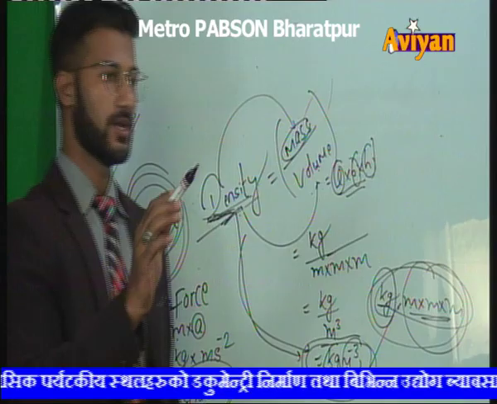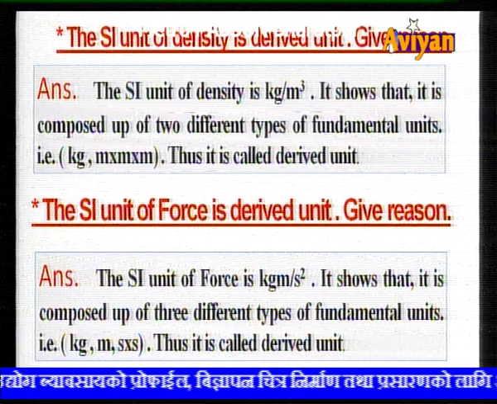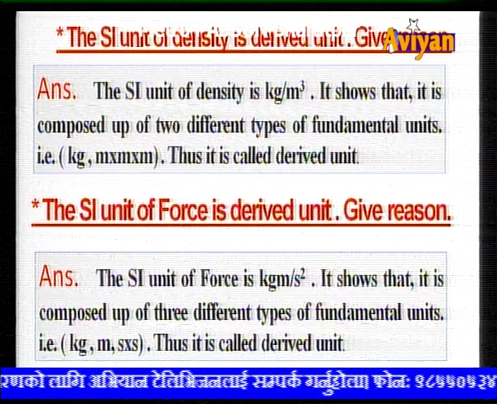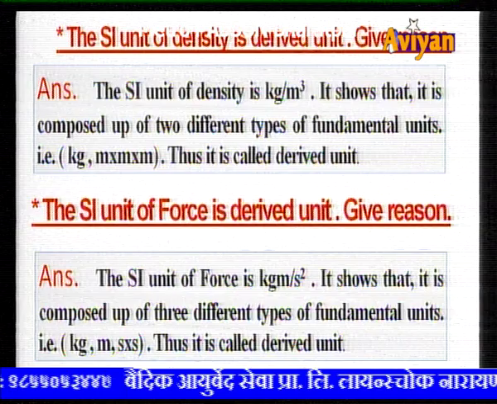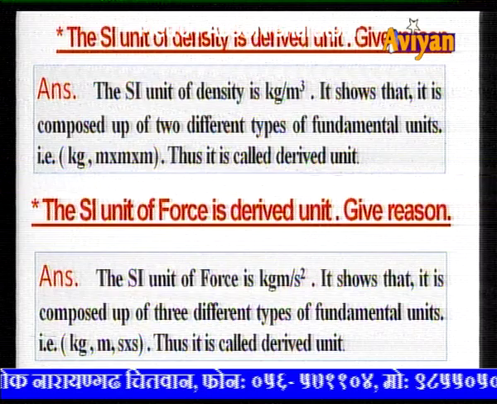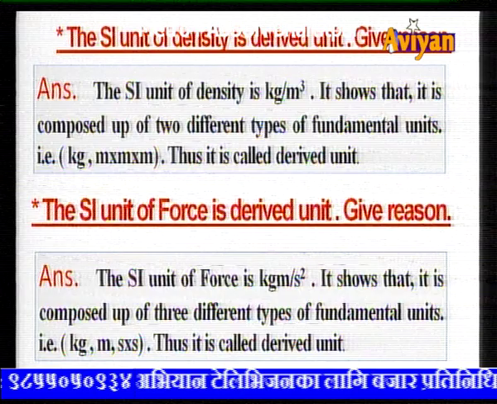So the next question on the screen. The SI unit of force is a derived unit. Why? Like what I explained before, the same is written there. The SI unit of force is kg meter per second square. Then on the screen, you can see how many types of fundamental units are involved there. How many types? If you go by types, then there are three types. One type is kg, another is meter, and there is second. Three types of fundamental units are involved.